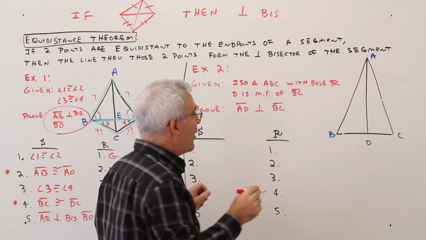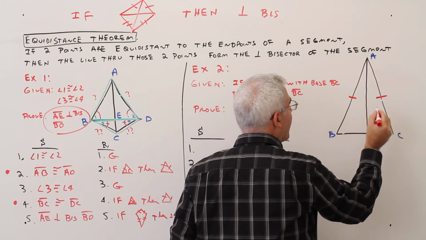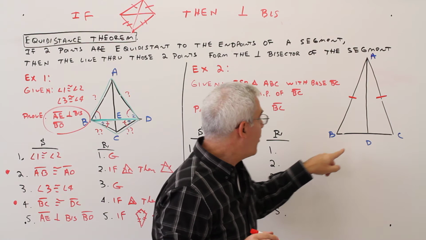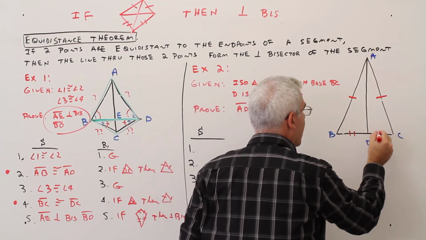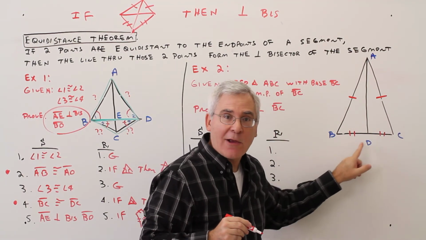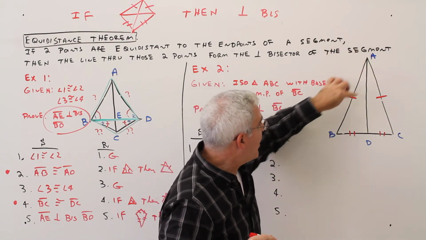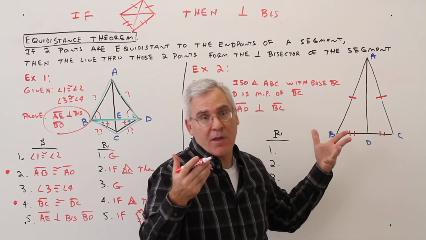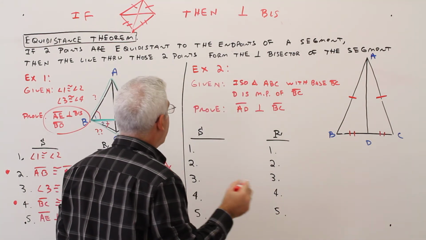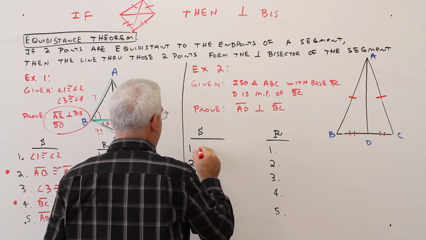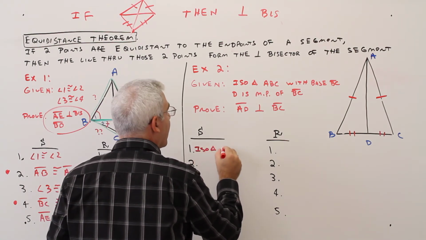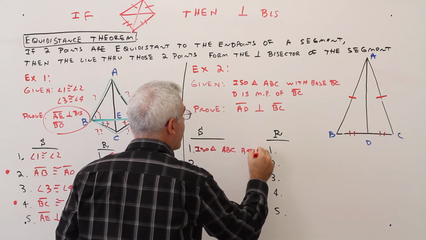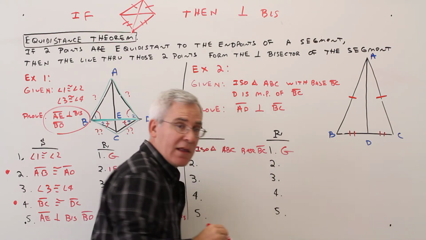So that's what my brain is thinking. I'm going to mark up the diagram. So I've got this congruent to that. Oh, point A is equidistant to those endpoints. D is the midpoint. Point D is equidistant. So when I've got point A being equidistant and D being equidistant, then I know I've got a perpendicular bisector. Okay, it's going to be the same kind of proof. So statement. All right, so I'll say isosceles triangle ABC with base BC, given.